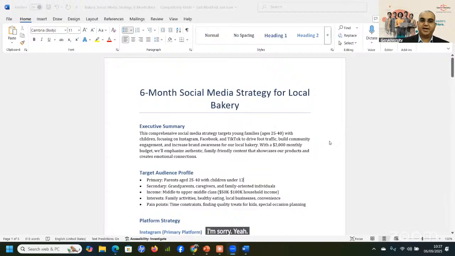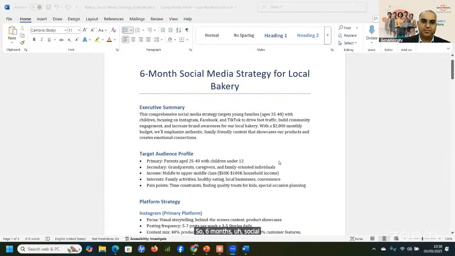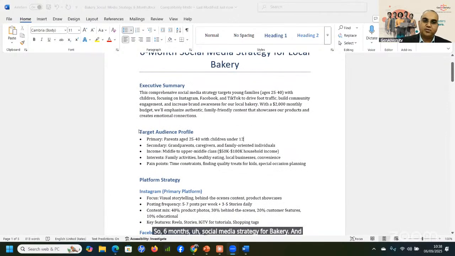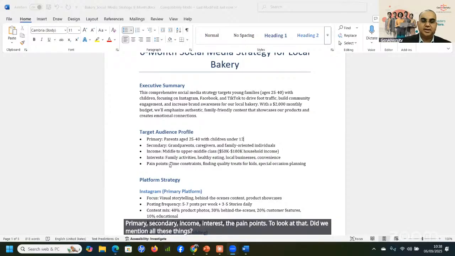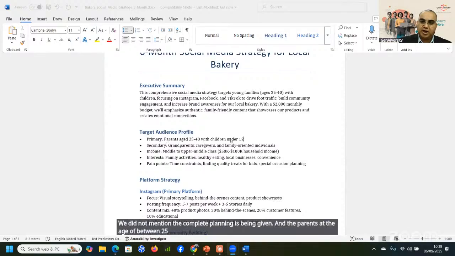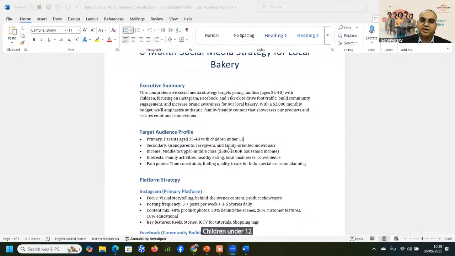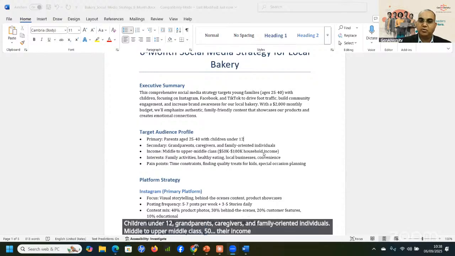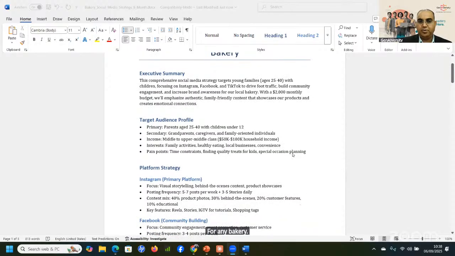So it generated a 6 month strategy. I hope now you are seeing it. So 6 months social media strategy for a bakery, and the target audience profile, primary, secondary, income, interest, the pain points. Did we mention all these things? We did not mention. The complete planning is being given: parents at the age between 25 to 40 with children under 12, grandparents, caregivers, and family oriented individuals, middle to upper middle class, and their household income levels. This is what our targeted customers are, for any bakery business to be profitable.